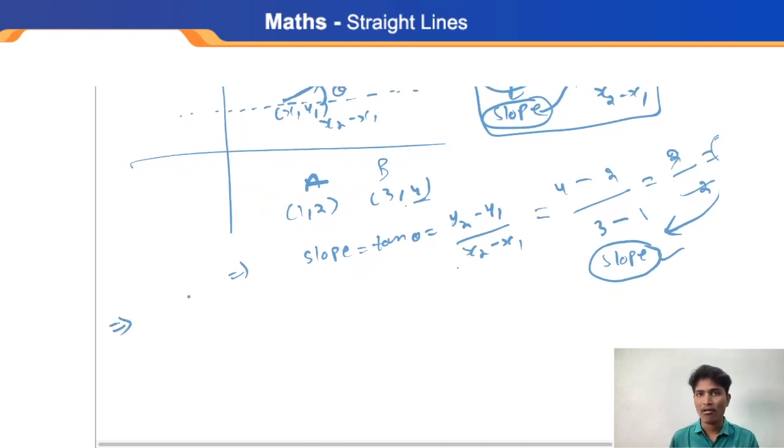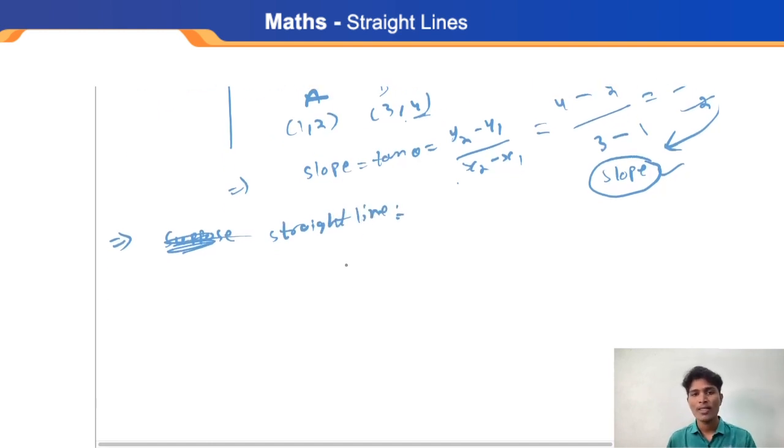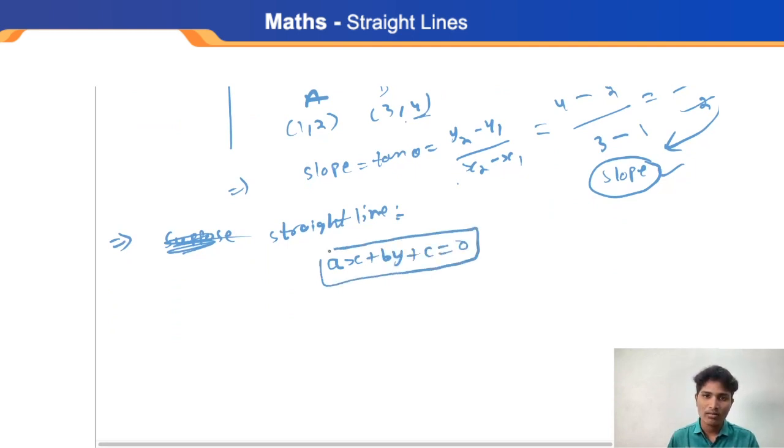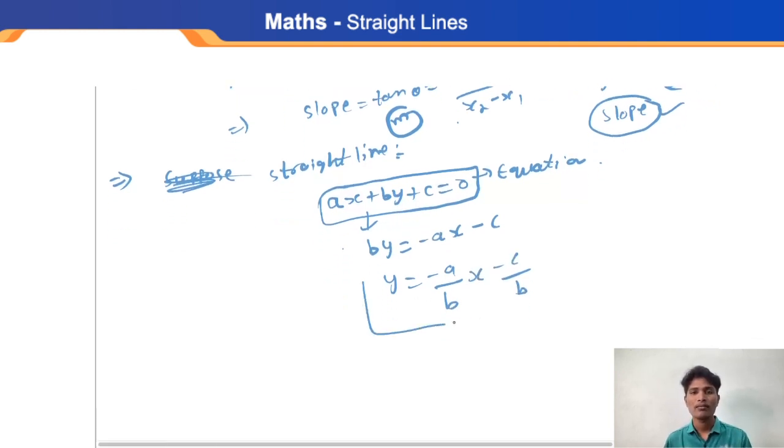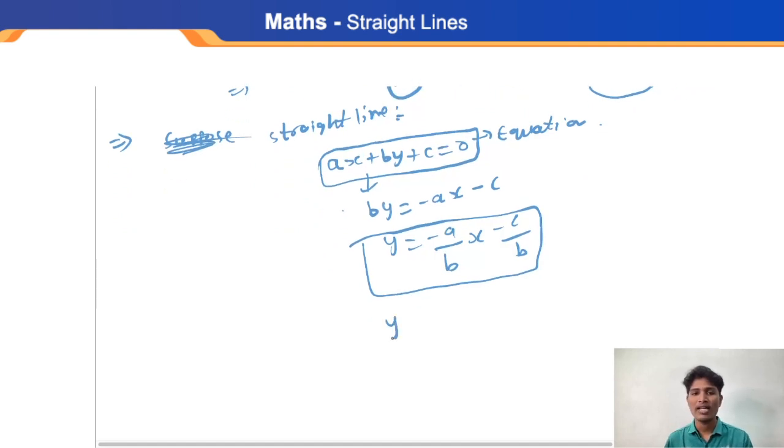And one more thing I want to explain. First of all, I will explain the straight line here. Some concept of straight line. How does the straight line look? The straight line is ax plus by plus c is equal to 0. This is the straight line equation. And this slope can be denoted by m. If I write another way, by is equal to minus ax minus c, and y is equal to minus a by b into x minus c by b. If I write like this and compare with the equation y is equal to mx plus c.